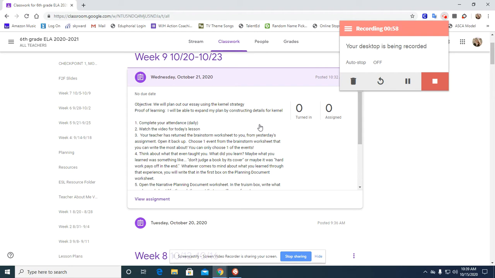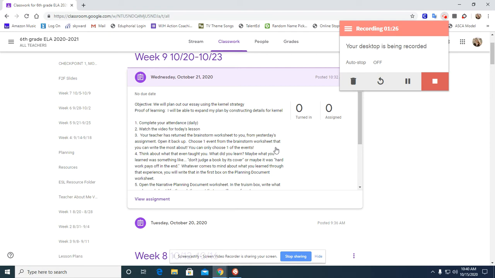Let's think for a moment about what that event might have taught you in your life. What did you learn from that event or thing happening to you? Maybe it was something like, don't judge a book by its cover, or maybe it was something like, hard work always pays off in the end. Whatever comes to mind, I would like you to write that in the first box on your planning document.